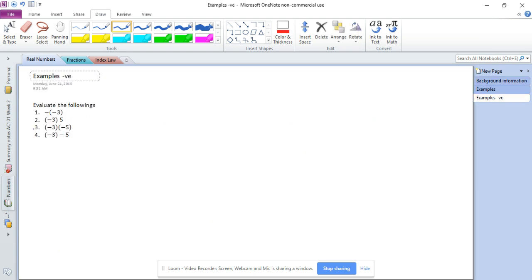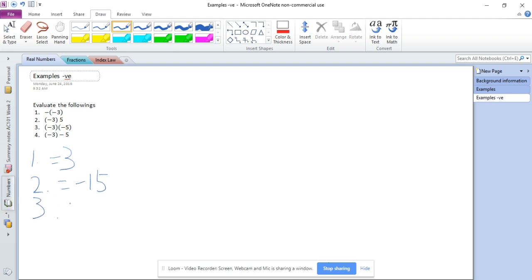Examples. Minus minus 3. So minus 1 times minus 1, positive 1. Positive 1 times 3 is positive 3. Next, minus 3 times 5 is equal to minus 15 because 3 times 5 is 15. Don't forget the negative 1. So negative 1 times 15 is negative 15.